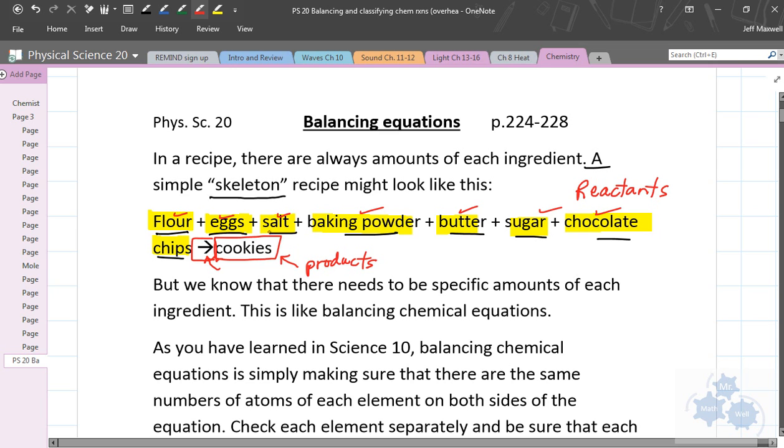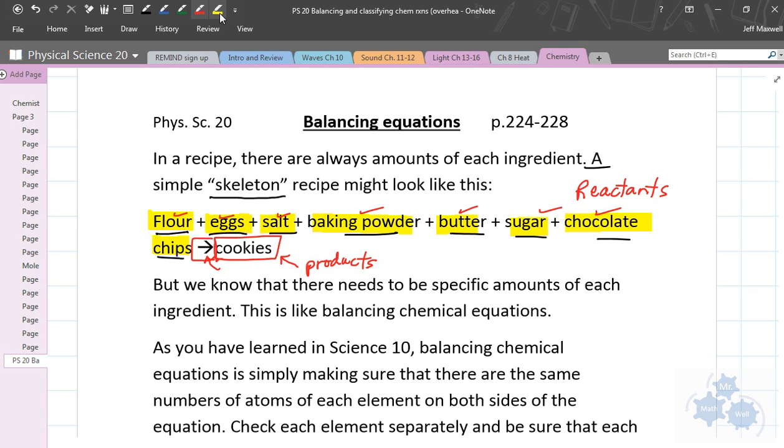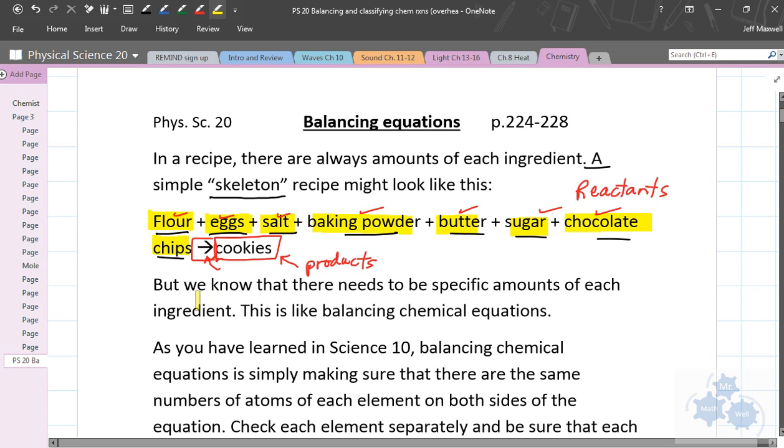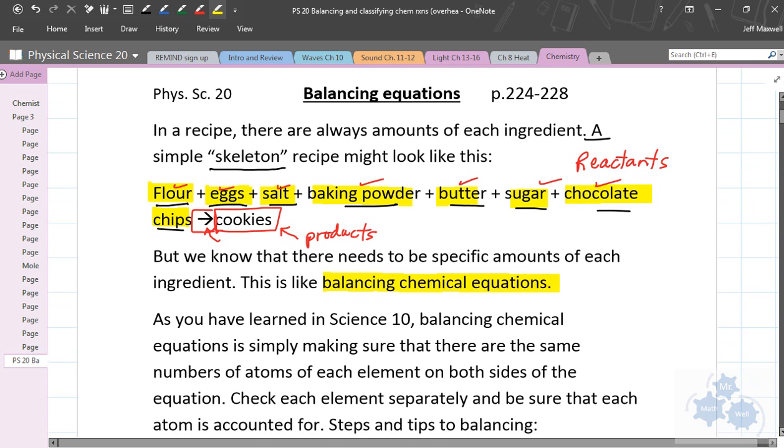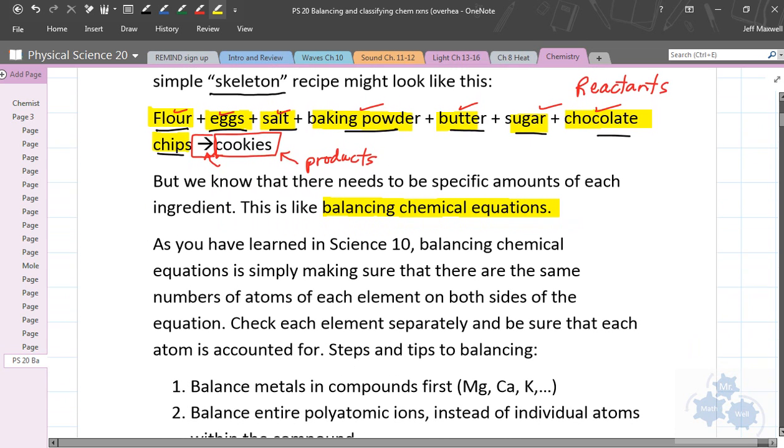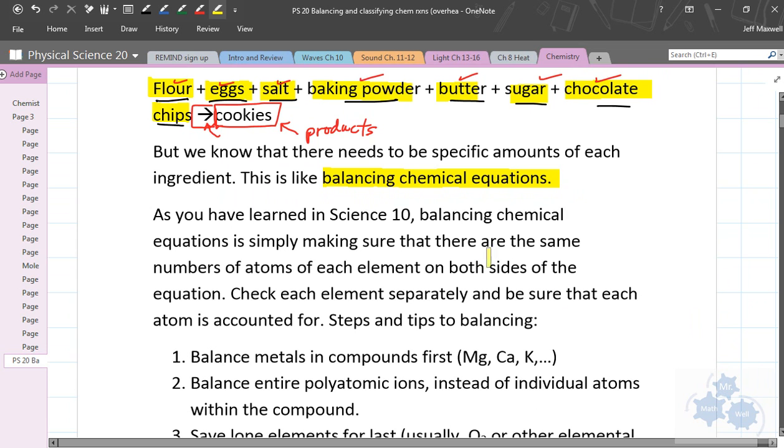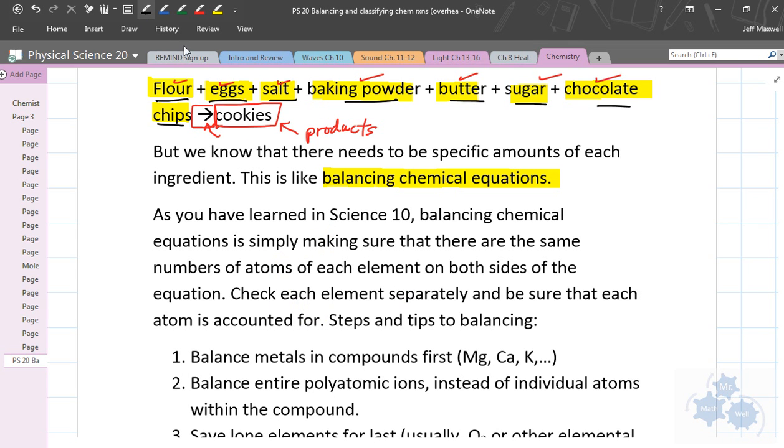All right? So we know that we need specific amounts of each of these ingredients to make good cookies. And this is exactly what balancing chemical equations is like. You've learned in Science 10 about balancing equations. You have some experience here. Balancing a chemical equation is simply making sure that there's the same number of atoms of each element on both sides of the equation. So before you copy down these rules, let me just give you an example.